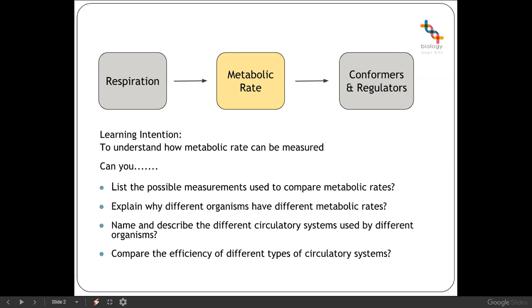So what you need to be able to do is list the possible measurements used to compare metabolic rates. You need to be able to explain why different organisms have different metabolic rates. You need to be able to name and describe the different circulatory systems used by different organisms and compare the efficiency of these different types of circulatory systems.